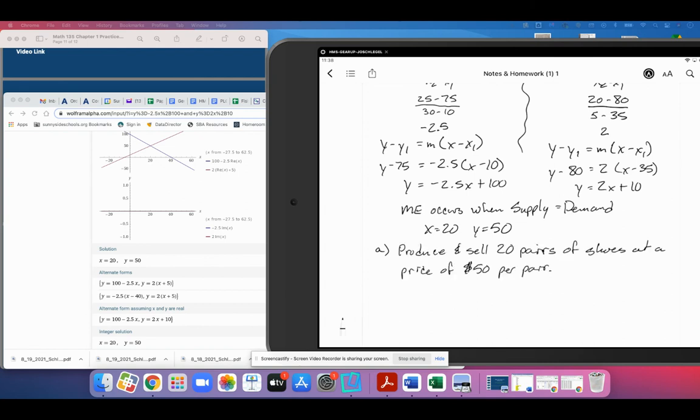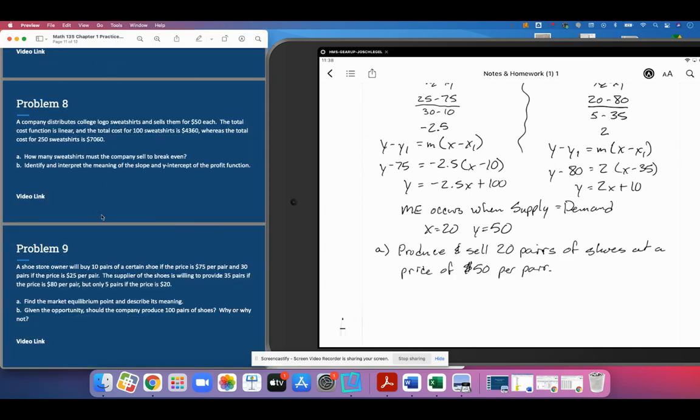So I went ahead and wrote that out while I paused my video. And then for part B, given the opportunity, should the company produce 100 pairs of shoes? Why or why not? And for that, everyone, the answer is that market equilibrium occurs when they make 20 pairs. And so even if they were asked to make 100, that might sound like it's going to make something good happen. But what's going to end up happening is there will be 80 pairs of shoes beyond the 20 that market equilibrium happens at that they are not going to be able to sell at the price that they want, because they would be making more than the market can handle.